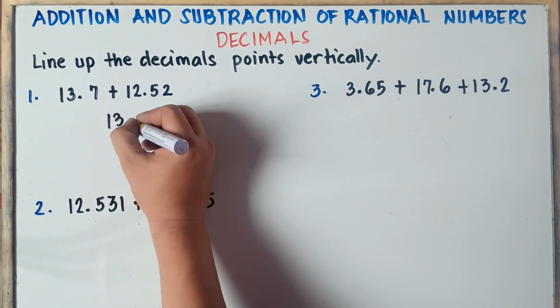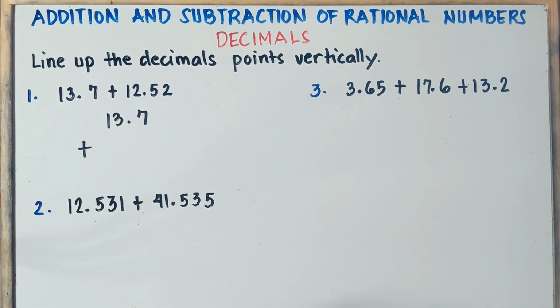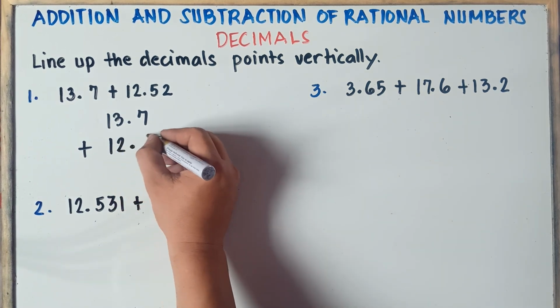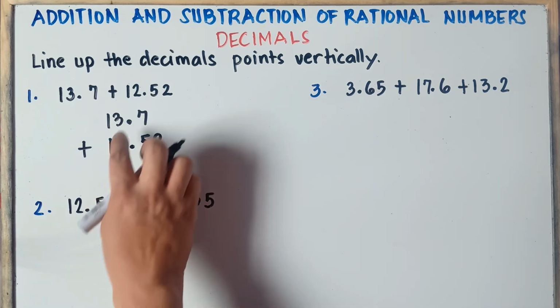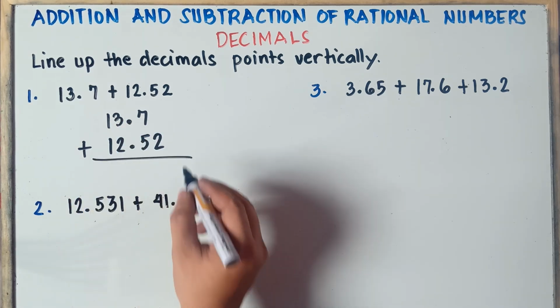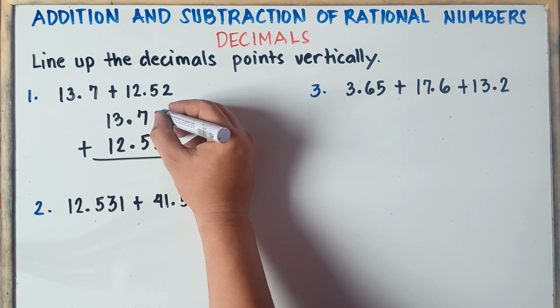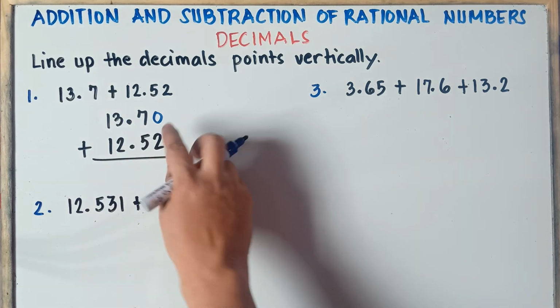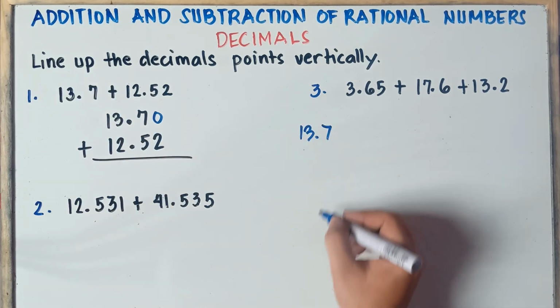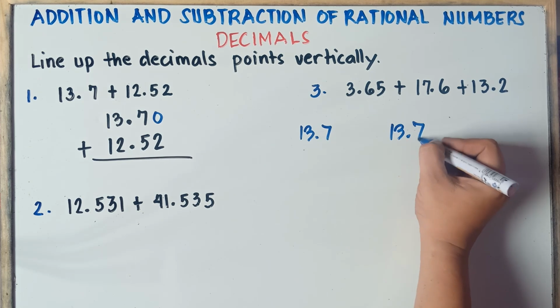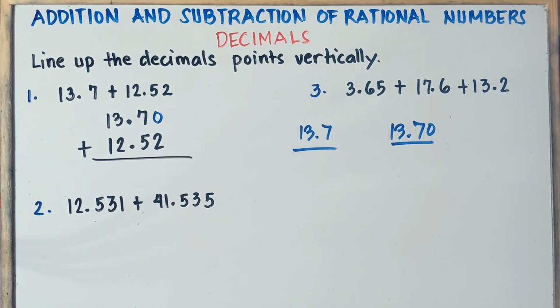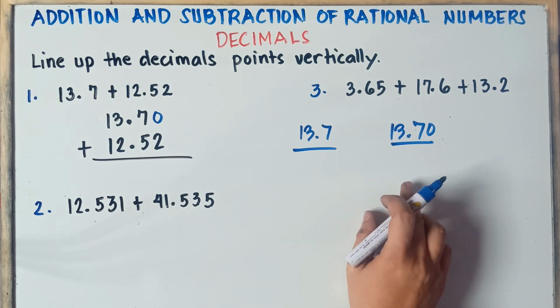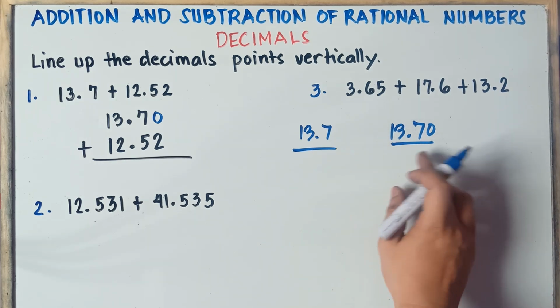So copy 13.7 plus 12.52. Once again, class, you align the decimal points. So we can add 0 to this 7. Once again, class, you can always add 0 to the right of the decimal point. 13.7 is just the same as 13.70. It will not change the value, class. So we can always add 0 to the right of the decimal point.